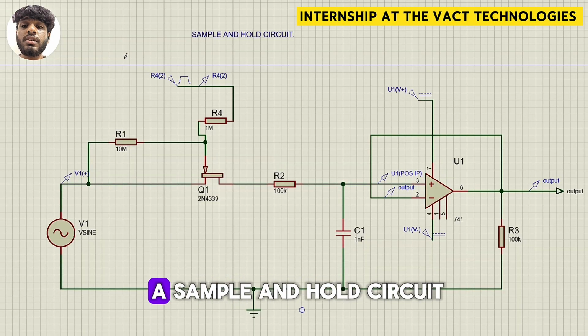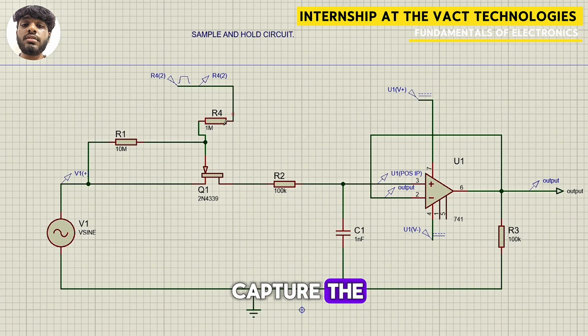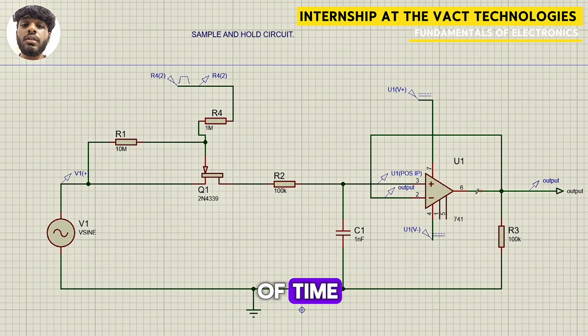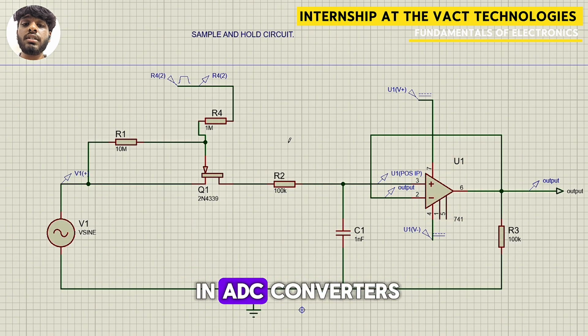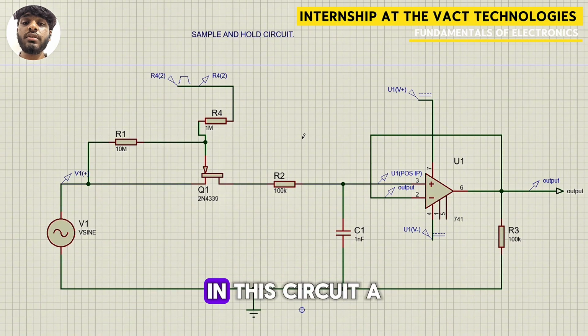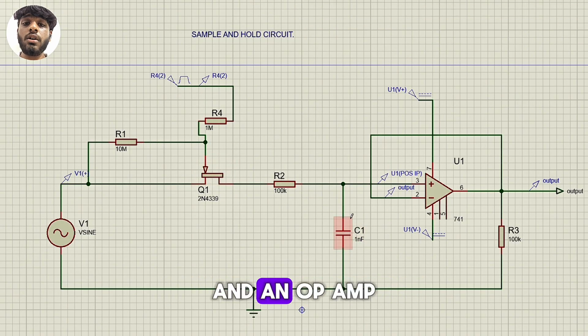Today, I'll be presenting a sample and hold circuit. A sample and hold circuit is used to capture the instantaneous value of an analog signal and maintain that value for a specific period of time. It is commonly used in ADC converters, DAC systems, and DSP applications. In this circuit, a JFET acts as a sampling switch, a capacitor stores the sampled voltage, and an op-amp buffers the stored value to the output.